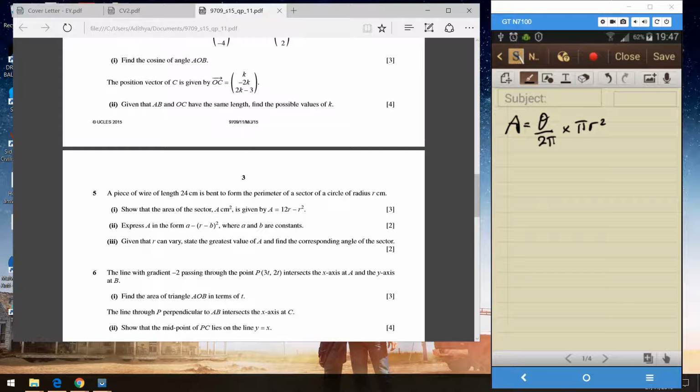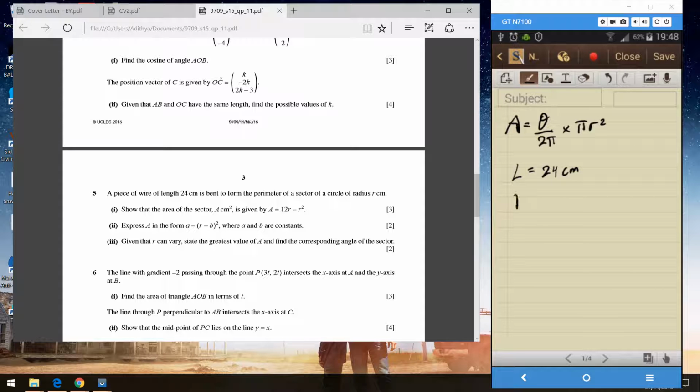So now that we've gotten that out of the way, the next step is to use the information in the question. A piece of wire. Let's jot down that information. The length of the wire is 24 centimeters. And the next piece of information is that it's bent to form a perimeter of a sector of radius r centimeter.